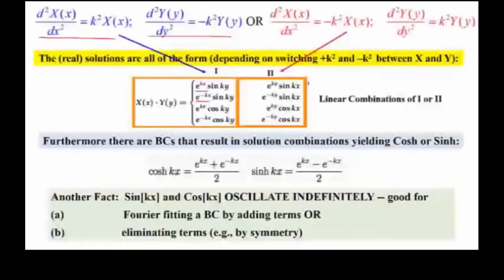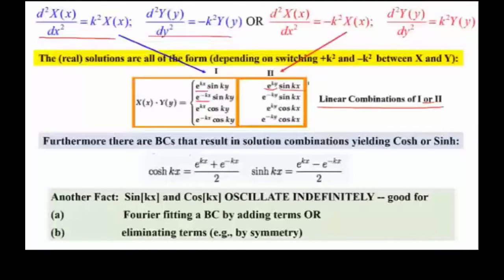But it's handy to put them in a table so you realize that the actual solution will be combinations of these solutions here. Okay, now if you switch, then the exponentials go over into the y dependence, and the sines and cosines go over to the x dependence, and so therefore you'd have combinations of these four types of terms. So linear combinations of one or two will give you the solution to Laplace's equation.